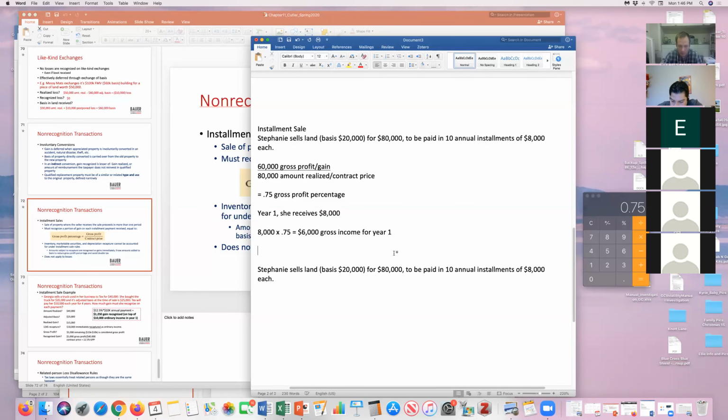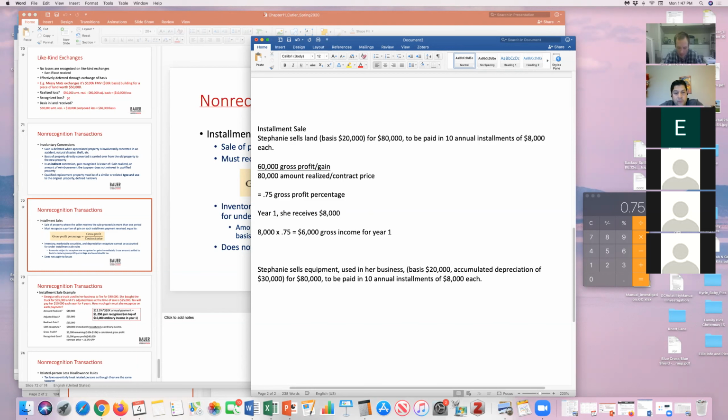Stephanie sells equipment used in her business, basis of 20,000, and let's say accumulated depreciation of 25,000. Actually, I'm just going to go 30 because I wonder if it'll make it easier. Okay. She sells it for 80,000.